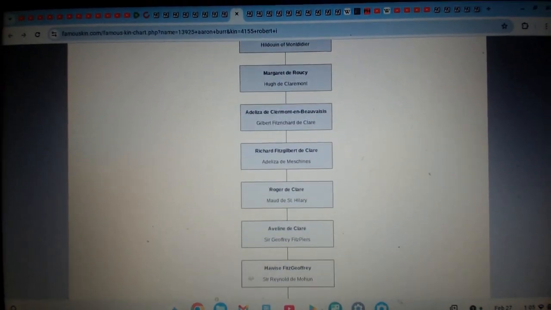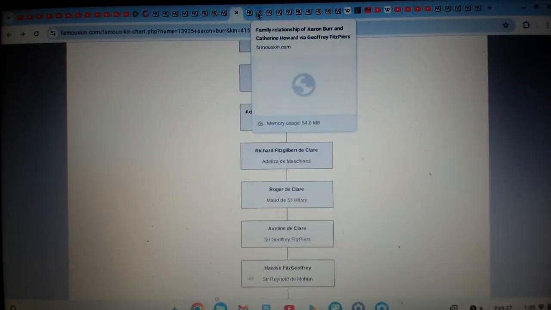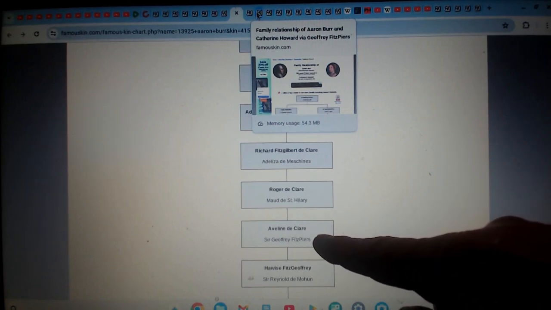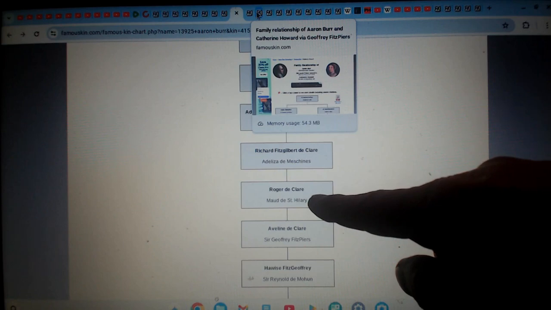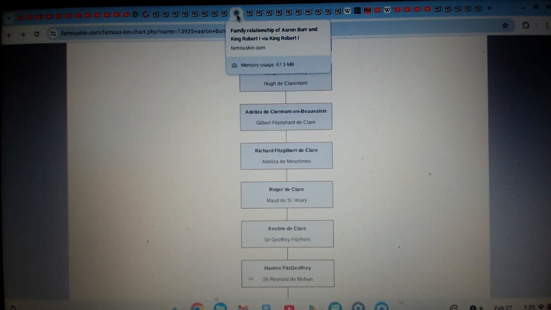This one is, okay, Maud de St. Hilary. Yeah, so they go through both of those names, though. Sir Geoffrey Fitzpierce and Aveline de Clare, right through Maud de Hilary. See, and that, right, what is that? That's King Robert's and Charlemagne.